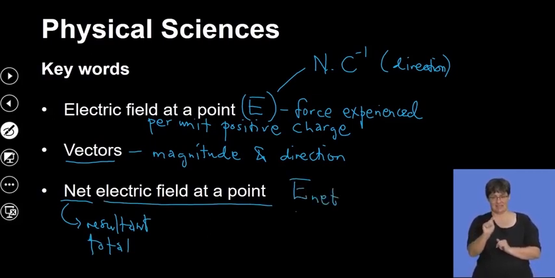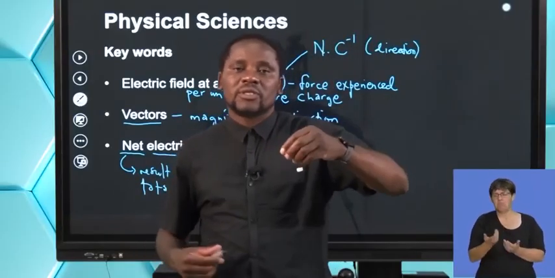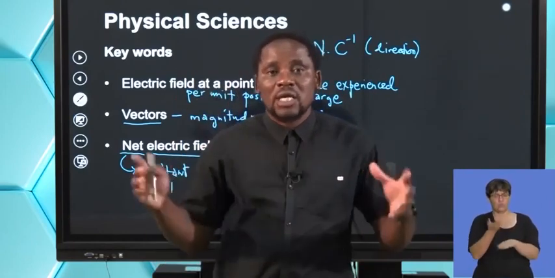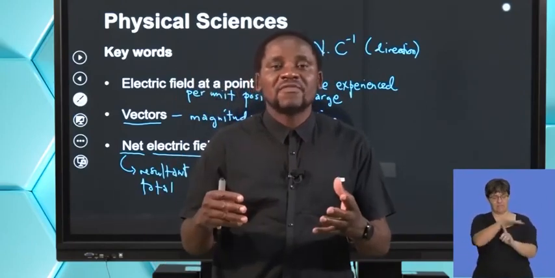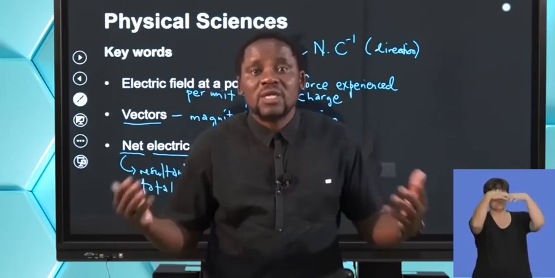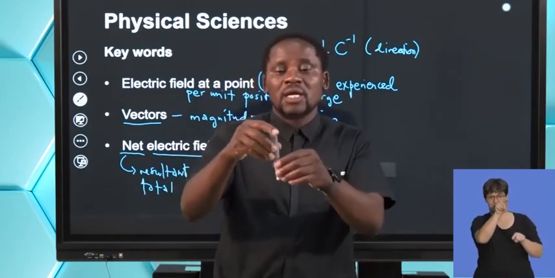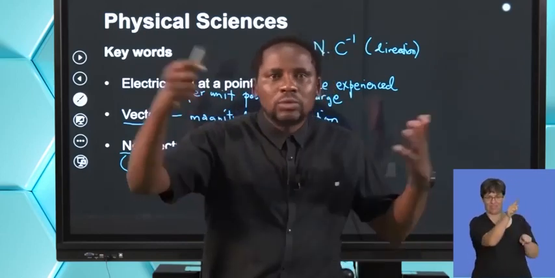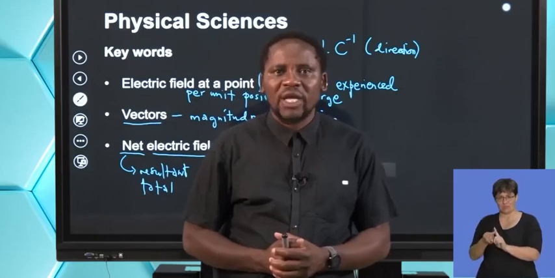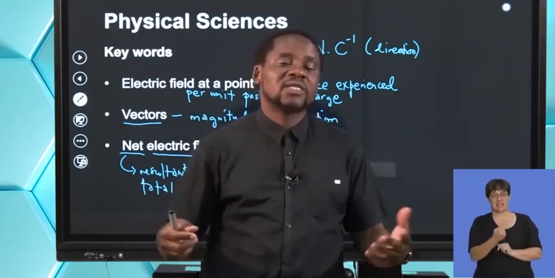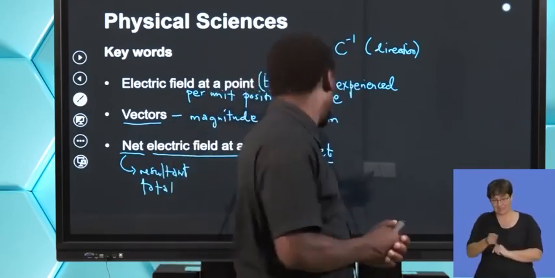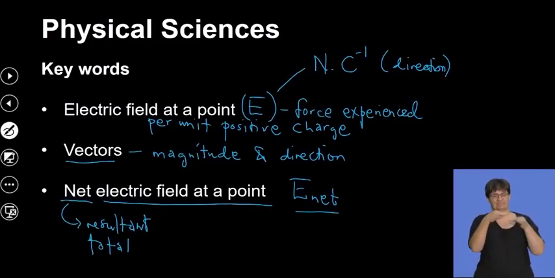So what we indicated earlier is that we can talk about the electric field at a point due to a charge that creates a field. But if there are multiple charges, then we can talk about a point and how strong the field is at that point due to those two point charges in space. And hence we would refer to it in terms of the net electric field at a point. So that's as far as the definition is concerned.